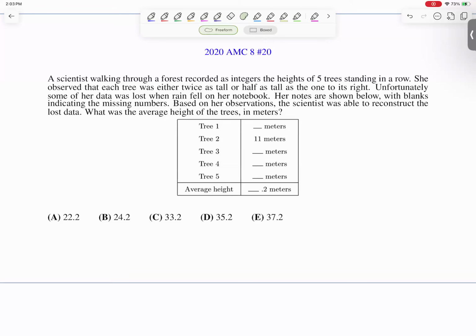The scientist was able to reconstruct the lost data. What was the average height of the 5 trees? When we look at the notes, we know the height of the second tree, which is 11 meters. Also, we know the average height is ending in 0.2 meters.